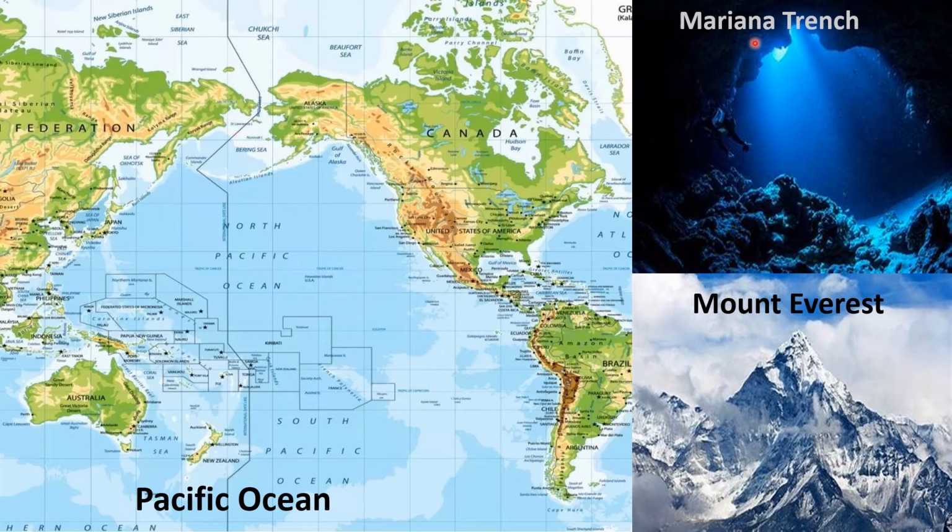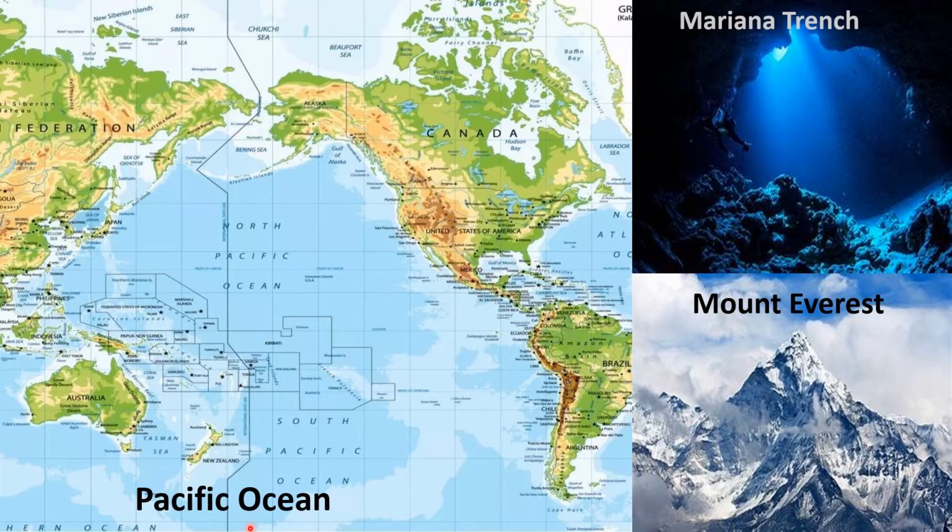So children, Mariana Trench is the deepest place of the Earth with the depth of 10,994 meters below the sea level, whereas Mount Everest is the highest place of the Earth, and the height of this Everest is 8,848 meters above the sea level.